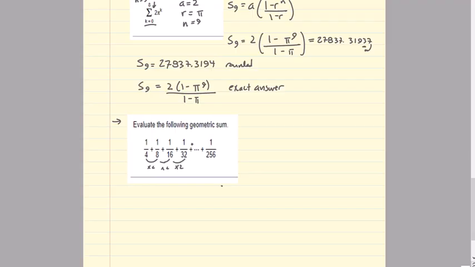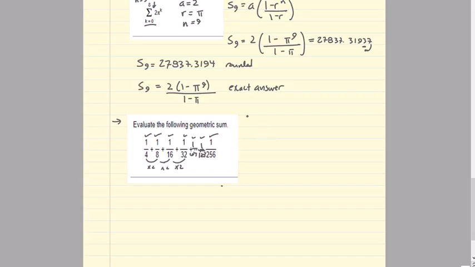So 32 times 2 would be 1 over 64 would show up. Double that, I'd get 1 over 128. Double 128 and I get 256. So I have 1, 2, 3, 4, 5, 6, 7 terms here. So I think what I would like to do is try and figure out what this looks like in terms of a sum.